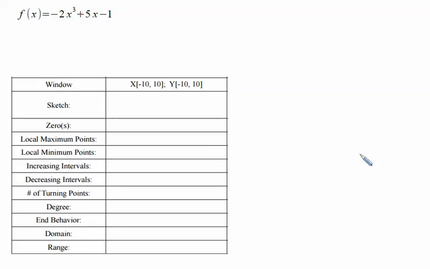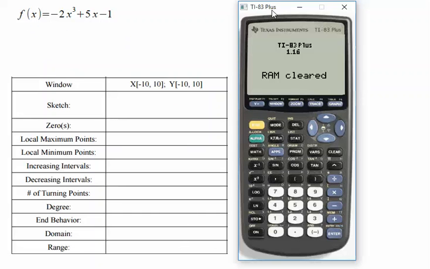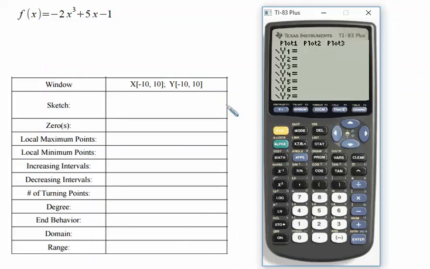This video tutorial is on polynomial functions and their basic graphs and interpreting them through the calculator. On the screen we have a graph that we're going to look at and we have a window specified. So we turn to our calculator and in the y equals we're going to type that formula: negative 2x cubed plus 5x minus 1.